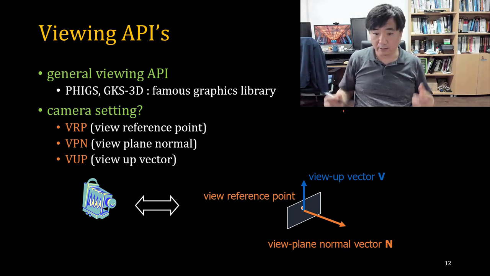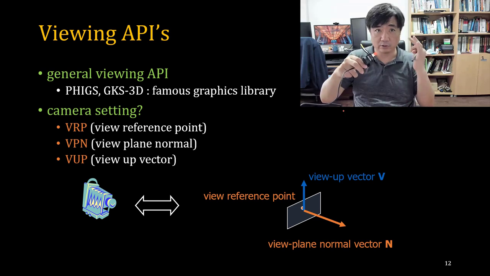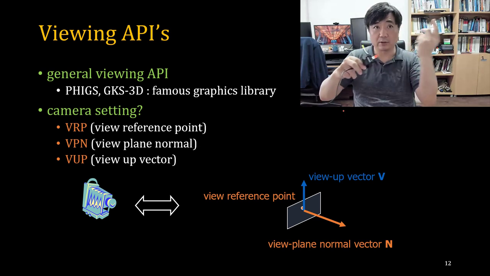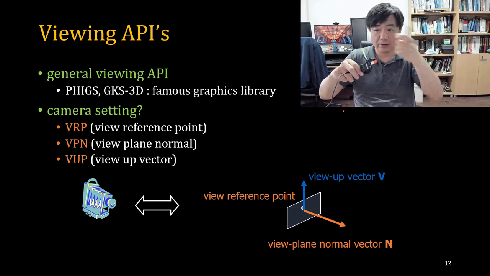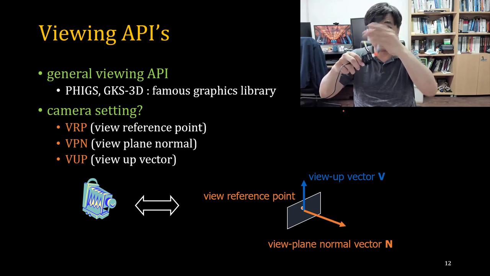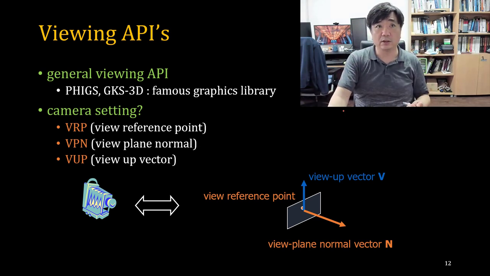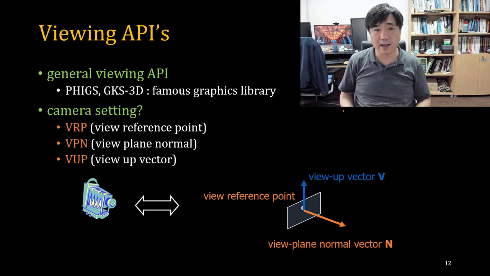I explained that a camera has 6 degrees of freedom, but hey, the XYZ position is 1, 2, 3. This normal vector XYZ is 1, 2, 3. This up vector is 1, 2, 3. The independent variables are 9. Nope, it is not 9 degrees of freedom.